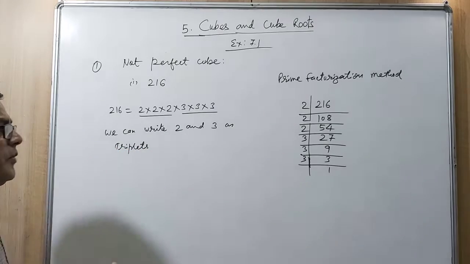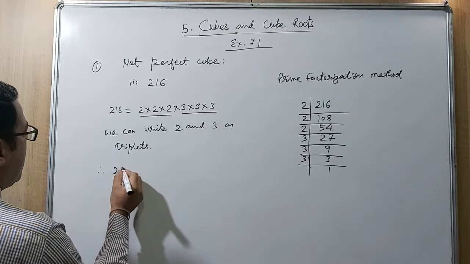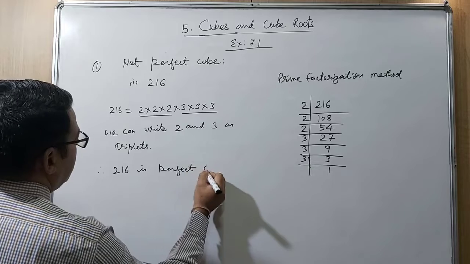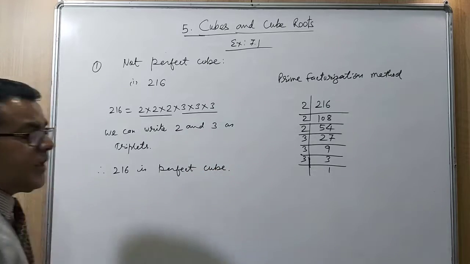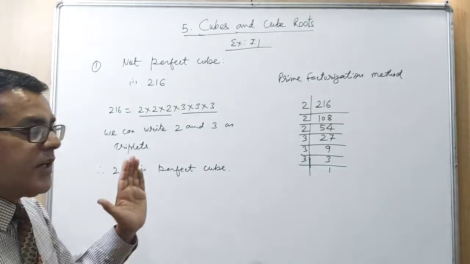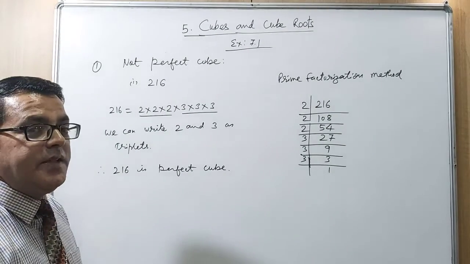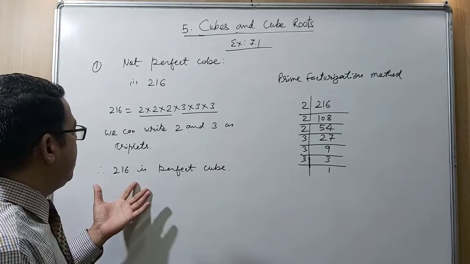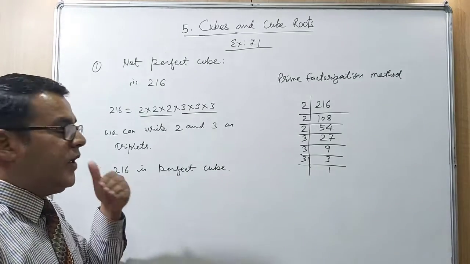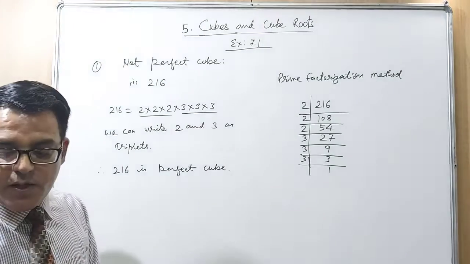Triplets means group of 3. So 216 is a perfect cube. This is very simple to check. You just take the prime factors, and if you can write these factors in groups of triplets, in groups of 3's, then we can say that the given number is a perfect cube. If we are not able to write, then we can say that number is not a perfect cube, right?